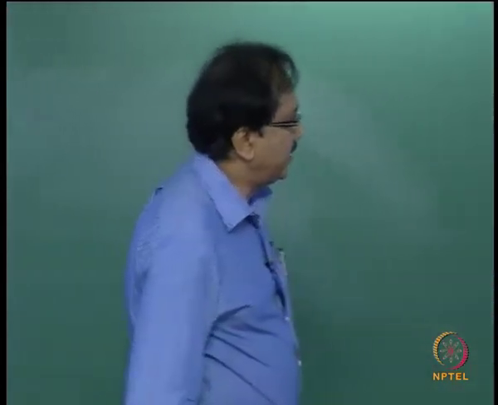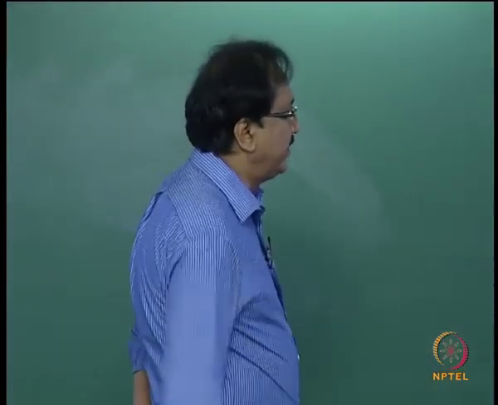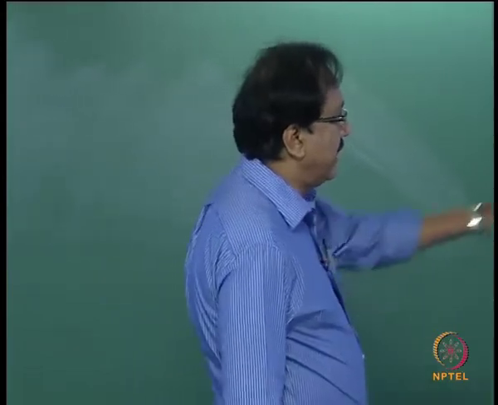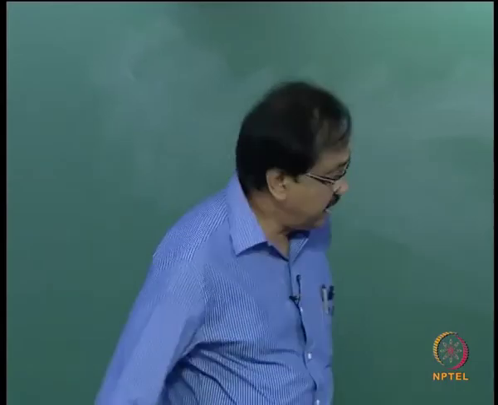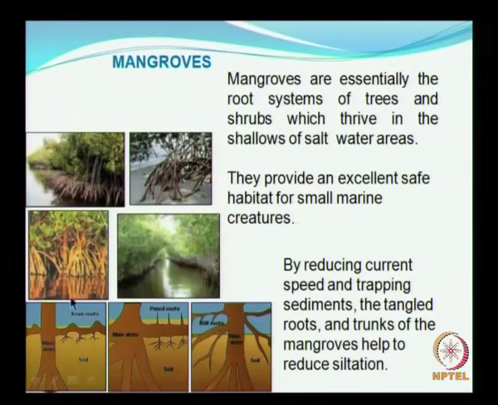So mangroves are essentially root systems of trees and shrubs which thrive in shallow saltwater areas. Look at these kinds of roots. They act as a permeable medium. When the water goes through it, the energy gets dissipated, it is very simple. They also provide an excellent safe habitat for small creatures, which is an added advantage.